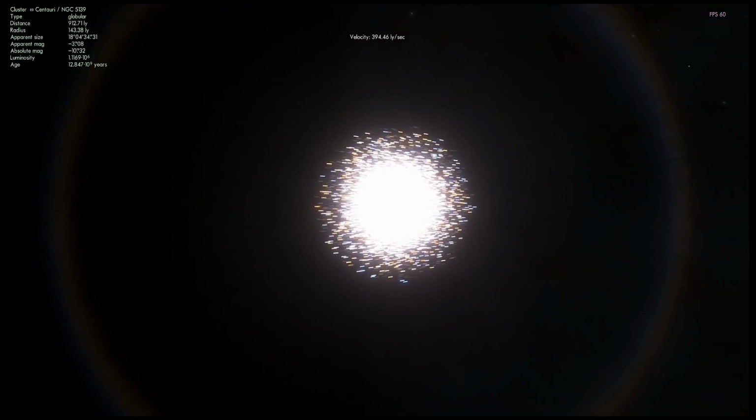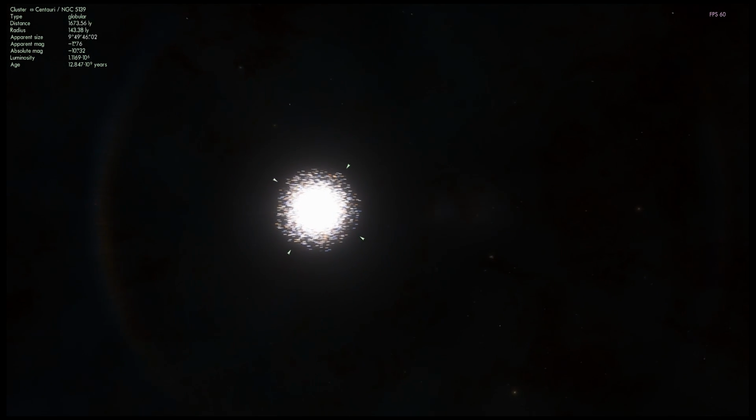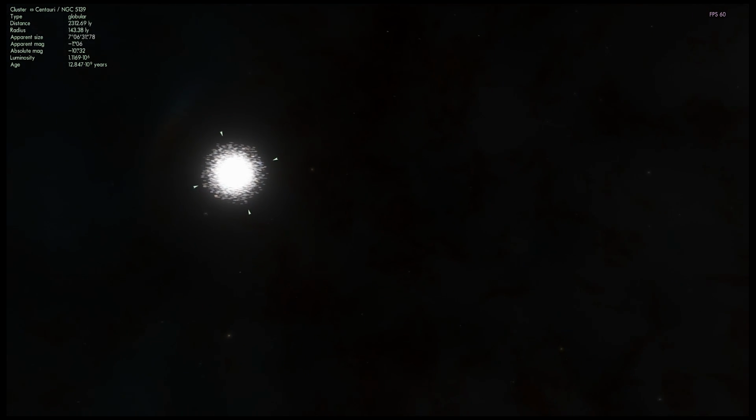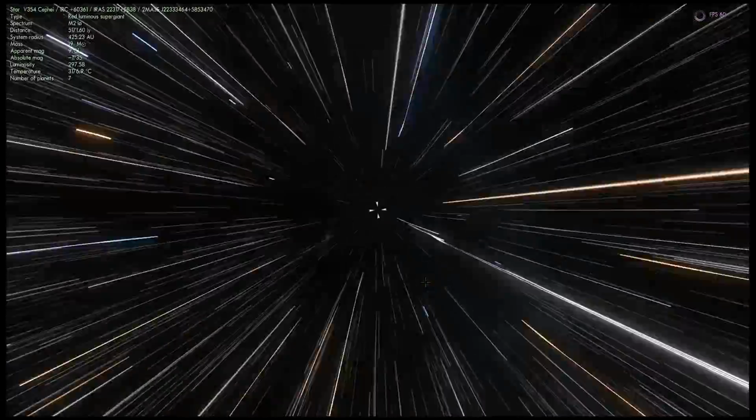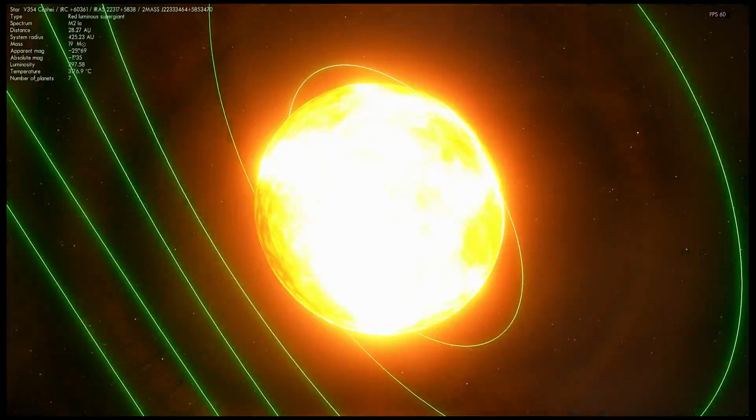NGC 5139. So this is a much, much larger globular cluster. Definitely much bigger than the one I just showed you. Anyway, moving on to the next star, and this one is called V354 Cep A. And V354 Cep A is about 9,000 light years away from our planet Earth.